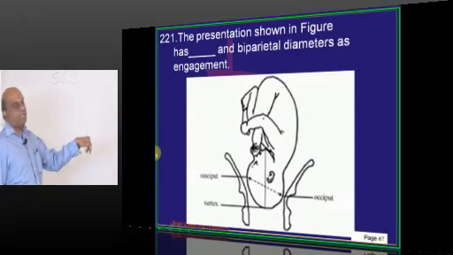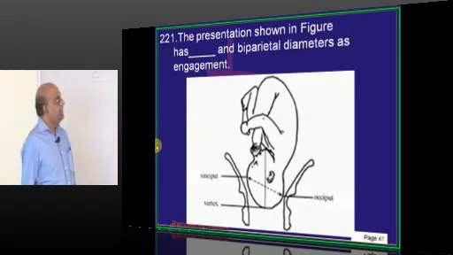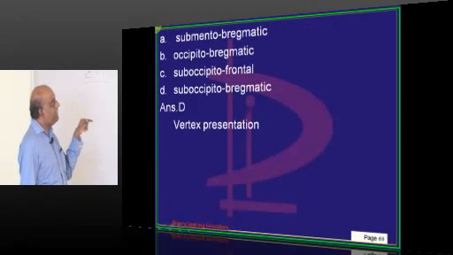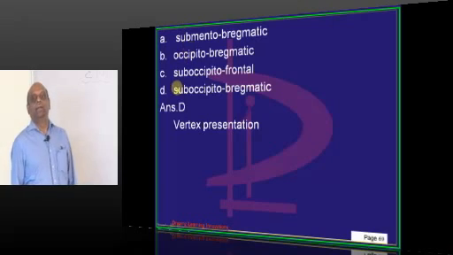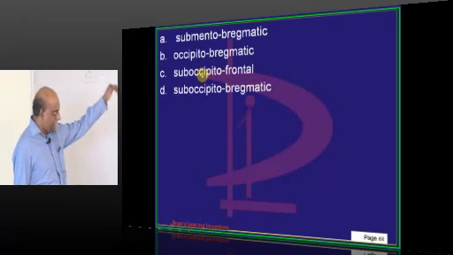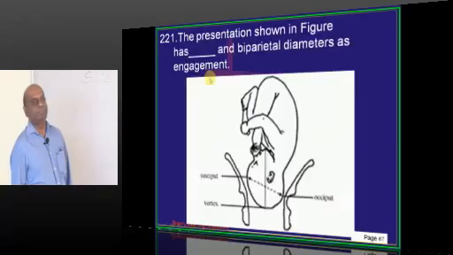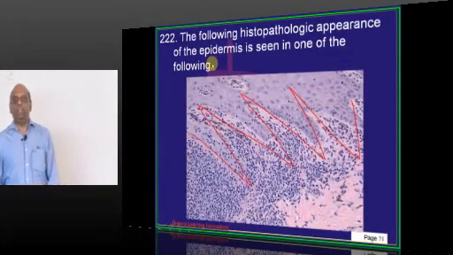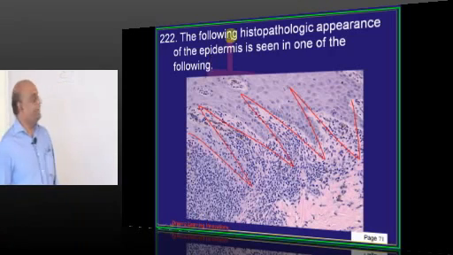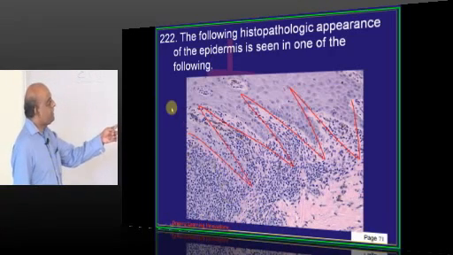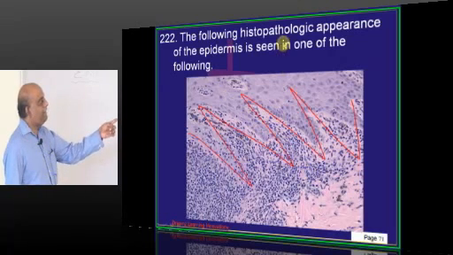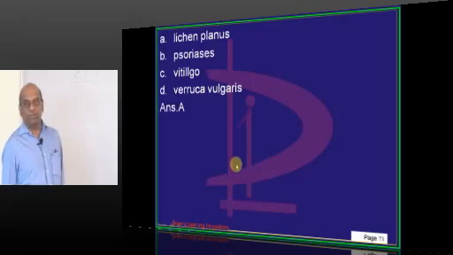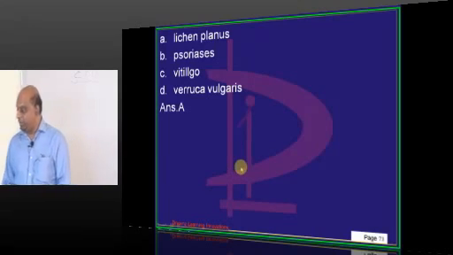Now what is this presentation? It is a vertex presentation. So what are the diameters of engagement? One is biparietal diameter, second is suboccipital-bregmatic are the two diameters through which a vertex presentation basically happens. Then in the histopathology, what do you see in the epidermis? This reminds you of a sawtooth appearance of the inflammatory infiltrate. So this kind of a sawtooth appearance is a feature of lichen planus is what I want to underscore to all of you.